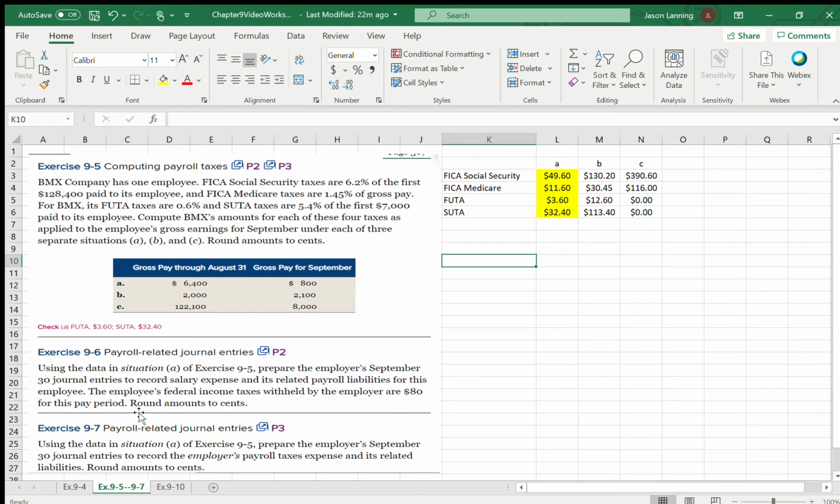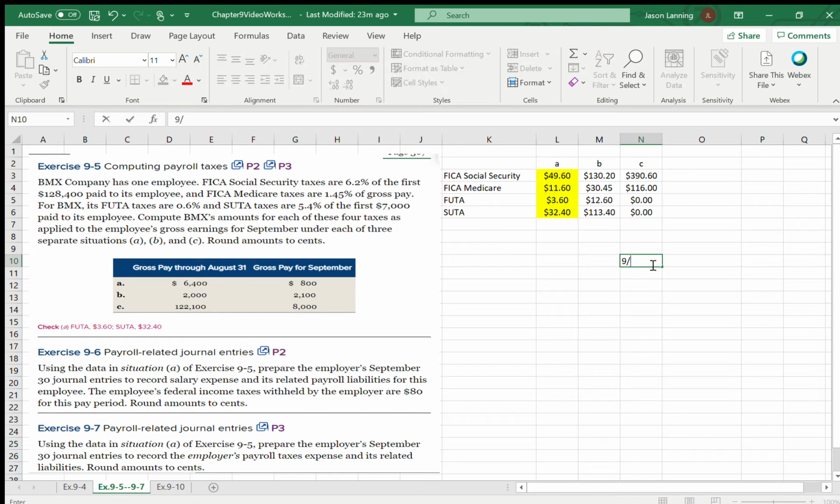Round amounts to cents. All right, so as we look at this, we're going to do some journal entries here, so let's do them over here. We can adjust this column without getting in too much trouble. And we'll put a date and stuff here. September 30th is the date that we're going to need. So we have our 9/30 is our date.